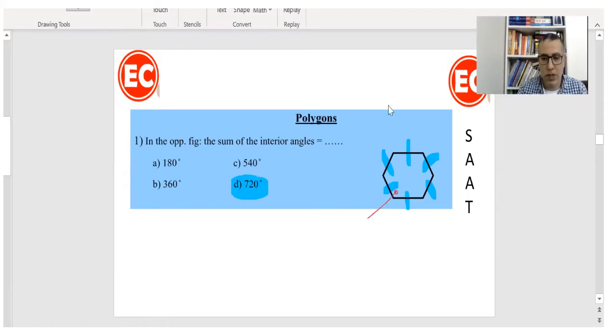If I wanted to find the measure of each angle, 720 divided by 6 is equal to 120 degrees. If I wanted to find the measure of the exterior angle, I do 360 divided by 6, which is equal to 60 degrees. So I figured out for you the interior and the exterior angle in case it's a regular polygon.